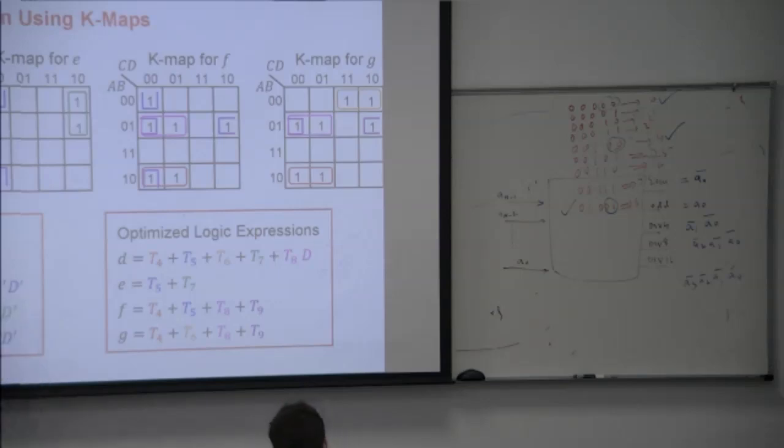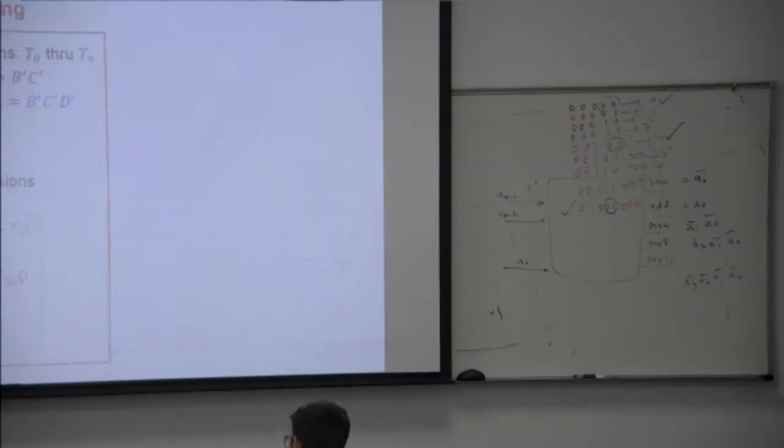Now if you look here, we did it. Now we have expressions for D, E, F, and G. We identified all these things and minimized all the expressions. So these are the common terms. How many common terms are there? 9. So what is A? T0 plus T1, D plus T4 plus T5, and we identified all these common terms.